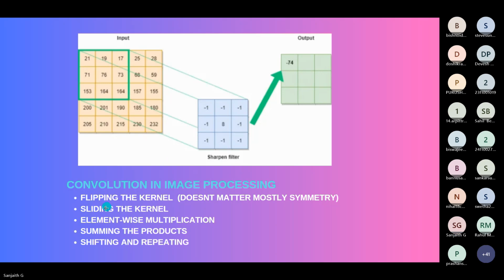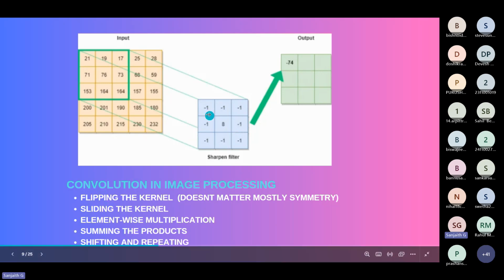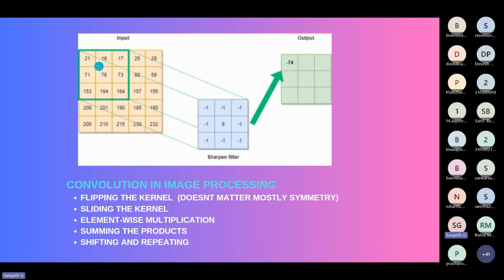So first we'll flip the kernel, which here doesn't make any difference. Then we'll slide the kernel. First we keep the kernel in the first position, and then we do element-wise multiplication. So you multiply 21 by minus 1, and minus 1 by 19, and minus 1 by 17.